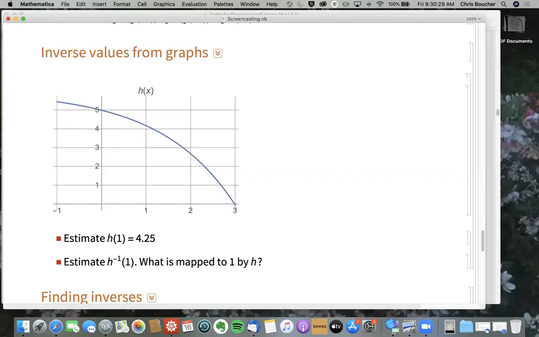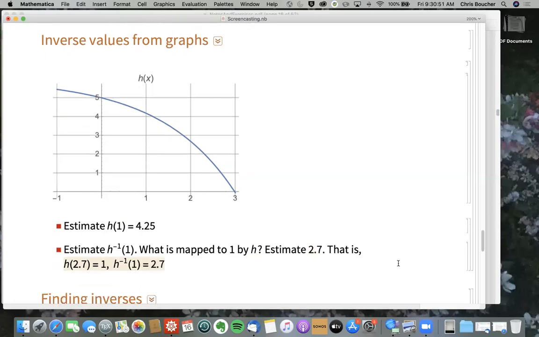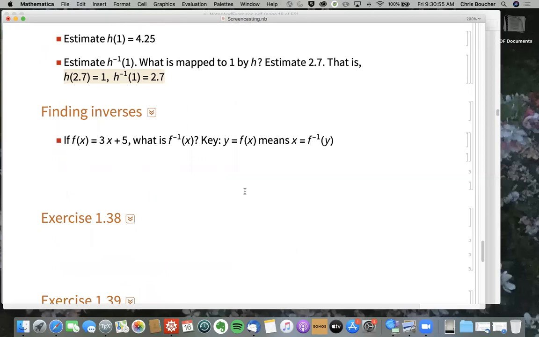So I would estimate 2.7. That is, to flesh this out a little bit, it looks like h of 2.7 is equal to 1. And that means that h inverse of 1 is equal to 2.7, right? Because a function and its inverse go in opposite directions.